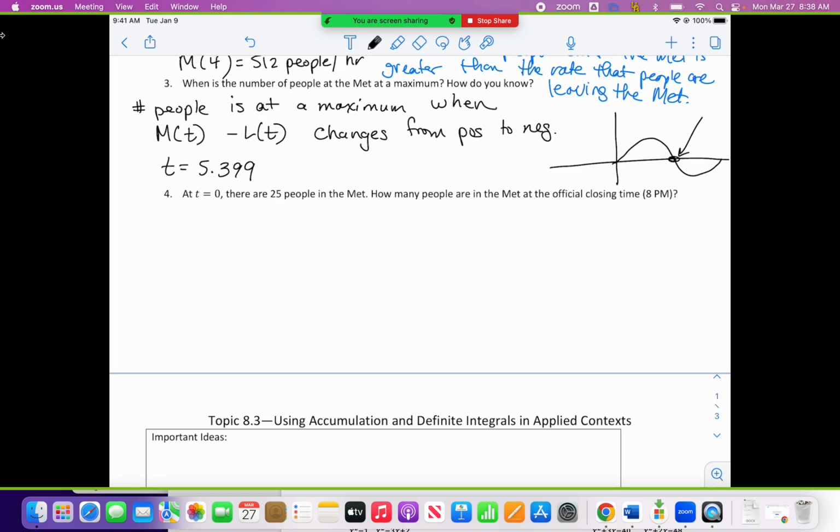All right, Brian, can you tell us what you wrote down? Because you did it beautifully there. 25 plus the integral from 0 to 9.5 of m of t minus the integral from 0 to 10 of L of t. Good job. Okay. So do you see people are entering from 0 to 9.5, but they can leave from 0 to 10. So I have to account for that. Now, so here it is. You're going to do your initial plus your accumulation is going to equal the final amount.